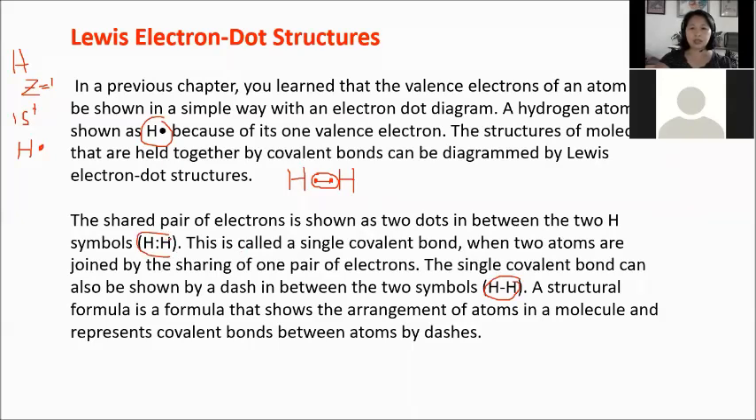A structural formula is a formula that shows the arrangement of atoms in a molecule and represents covalent bonds between atoms by dashes. If you see organic compounds like proteins and carbohydrates, they use dashes in the structural formula of the compound.